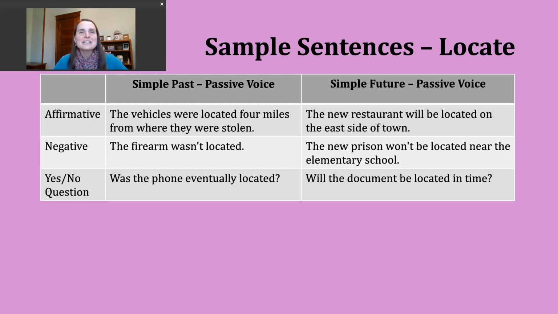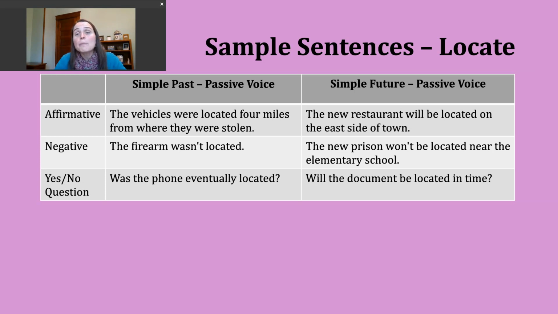And finally, let's look at making a yes or no question in the passive voice in the past tense. To do this, I start with was or were, then I'm going to use my object, the thing that received the action, then the participle form of the verb. Here's my last past tense example. Was the phone eventually located? Okay. So again, that's that idea of discovering the place of something.